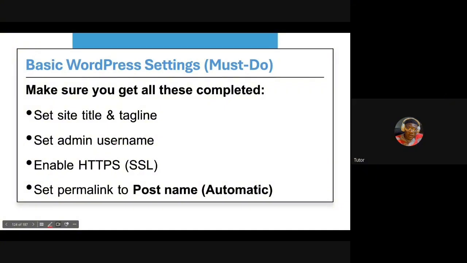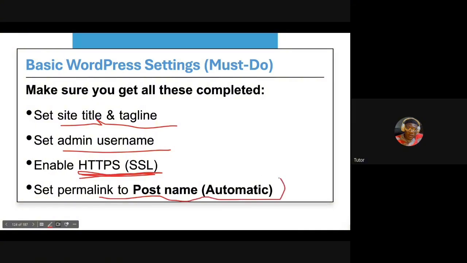Now, basic WordPress settings. What you must do before any other thing as a website that you are preparing for AdSense approval. Firstly, set site title. This is done during installation of WordPress. Set site title and tagline. Set admin username. Enable HTTPS, which is what I just finished talking about. Make sure that the domain has HTTPS, and set permalink to post name.